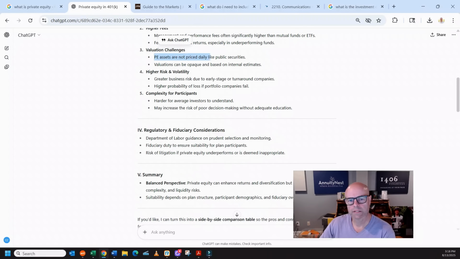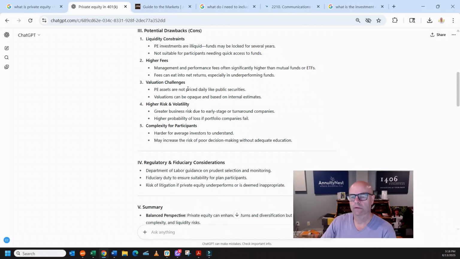Valuation challenges. PE assets are not priced daily like public securities. PE being private equity. That healthcare company I talked about, raising money for cancer research or trying to find a cure for cancer, their share price is not evaluated on a stock exchange. It's evaluated once a year by some auditing company, maybe their accounting firm, probably using GAAP accounting, the industry standard, but it's not valued every day. So if the valuation in January was $1,000 a share and it's October, is it up to $1,200 a share or down to $750 a share? There's been no valuation for 10 months. You don't know, because it's only valued once a year.